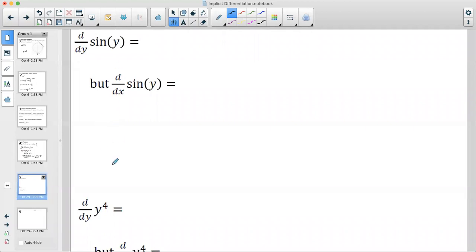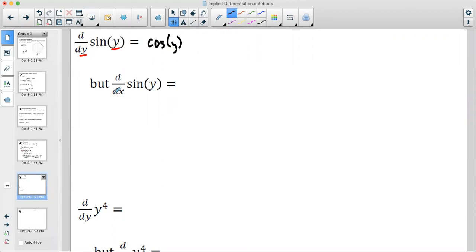This is just some things to note about how implicit differentiation works. The derivative with respect to y of sine y is cosine y. And I don't have to worry about the derivative of y here because this variable matches the variable here. And so there's no y prime that has to be done when these things match.